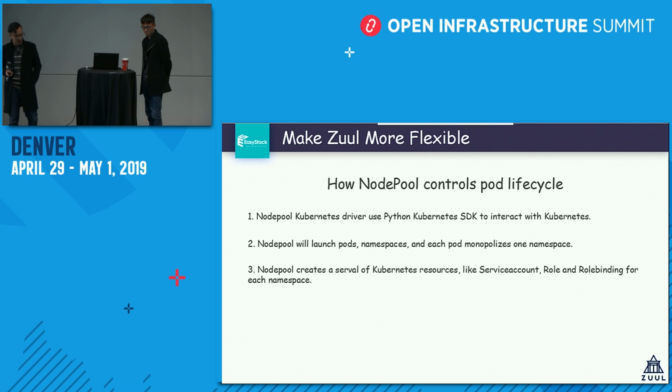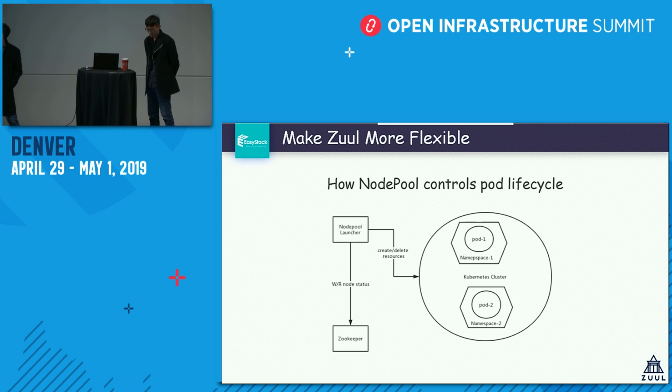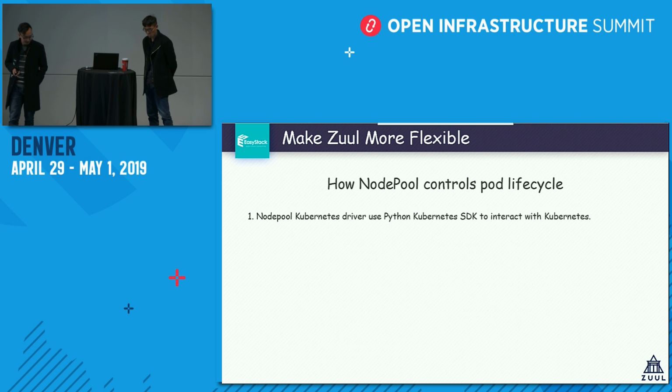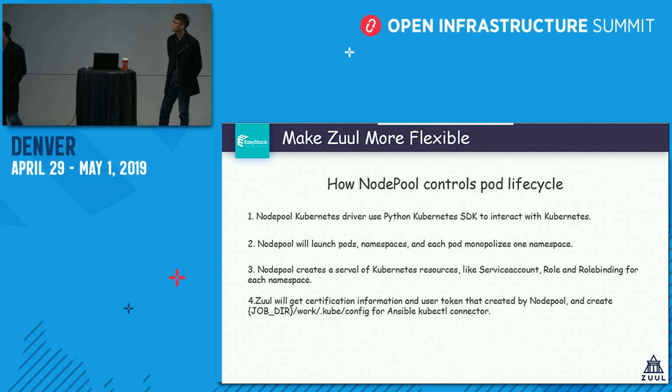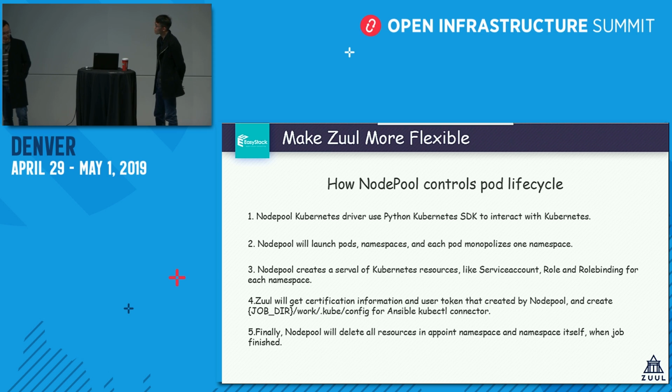And Nodepool will create several Kubernetes resources, like a service account and role binding, for each namespace. This is, I think, why one pod should be in one namespace. And Zuul will get that information and the user token created by Nodepool before, and create a Kubernetes config file in the user's job directory for the Ansible kubectl connector to use. So Ansible can use this config file to connect to your Kubernetes cluster and run jobs on it. And finally, Nodepool will delete all resources in the pod's namespace, and the namespace itself will also be deleted when the job is finished. This is the whole lifecycle of how Nodepool controls it.